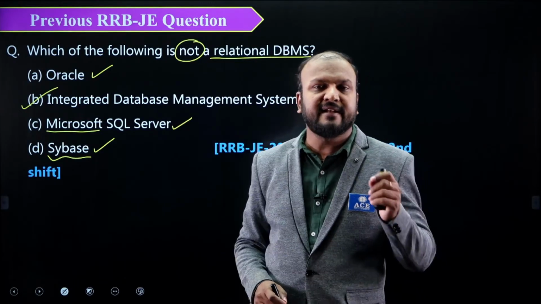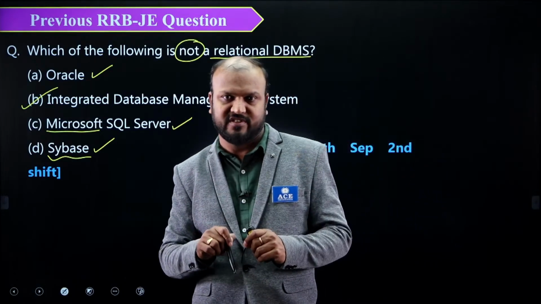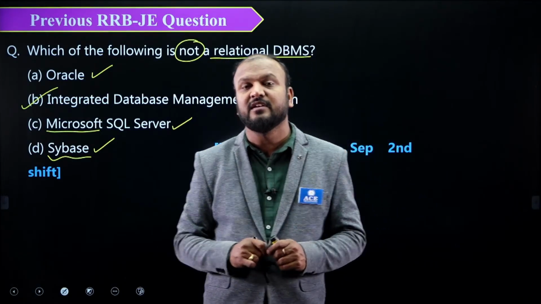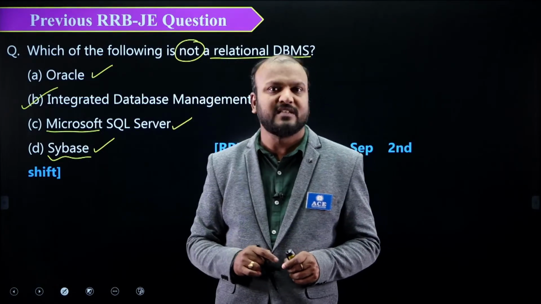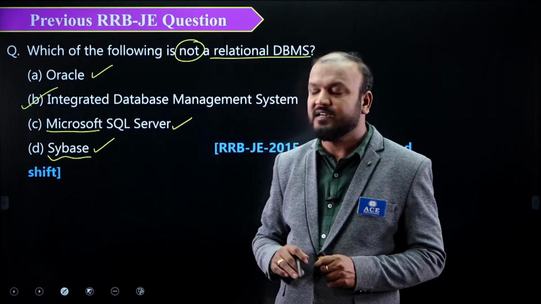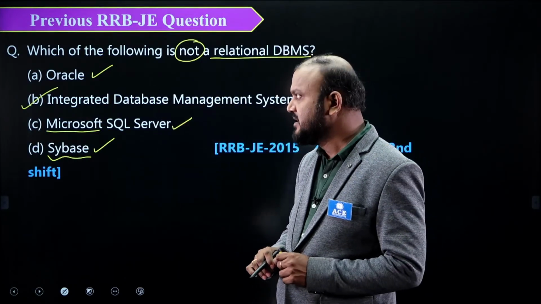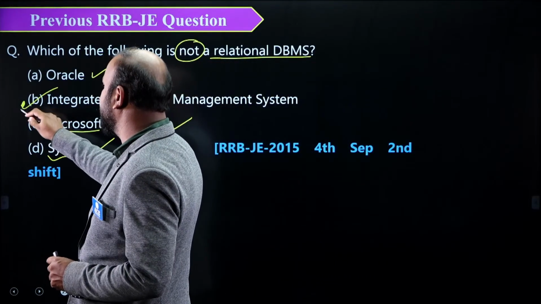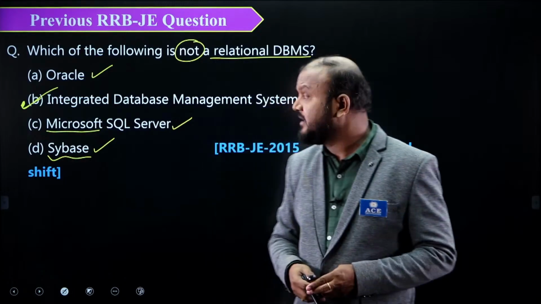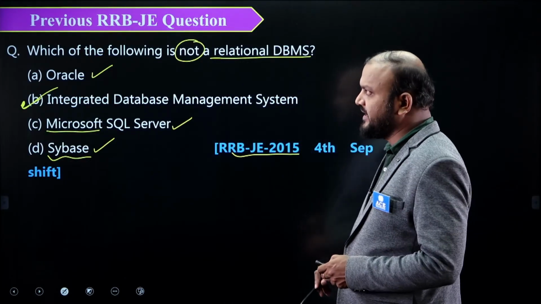Actually, integrated database management system follows a tree-like structure. Tree-like structure means it uses a hierarchical model, and this was used in mainframes, but it does not use a table of data as in RDBMS. So this is not an RDBMS. Because the question is about what is not an RDBMS, we can call it integrated database management system. It is an RRB JE 2015 question.